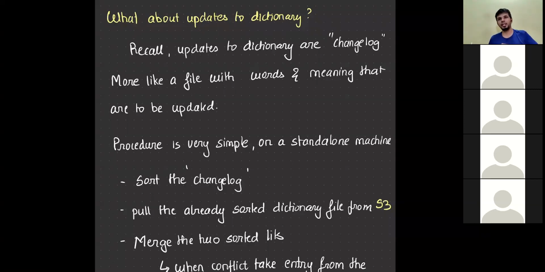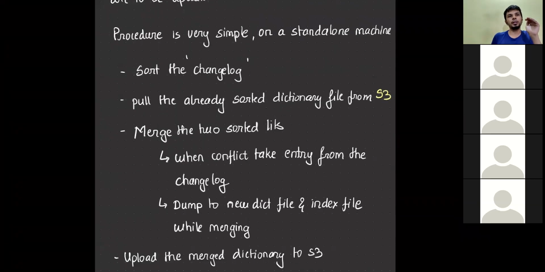Whatever is changed, you'd get it. Either a new word added, an existing word deleted, or a word modified, something like that, you'll get it as a change log. So what you can do is, if you keep your main dictionary sorted and you sort the change log, you can apply the merge sort logic. Since both the lists are sorted, you can just create a third file by iterating over these two.